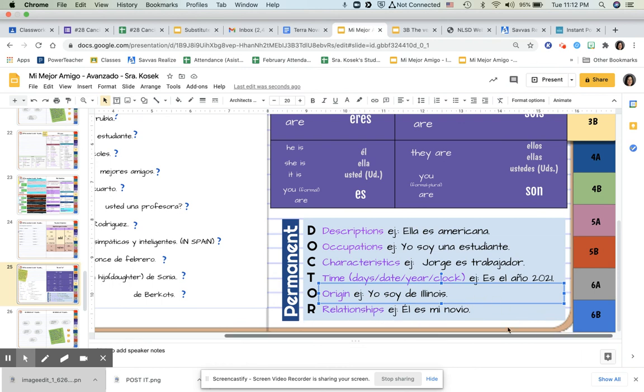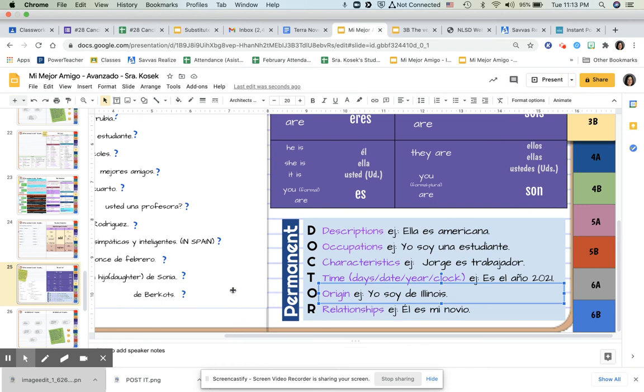This one, I guess you could say, is more of a romantic relationship. It could be a family relationship. It could be an actual friendship relationship. I could say that you guys are my students. That's a relationship that we have. So again, there's another example of relationships. That is the notes. I'm going to stop the video there.